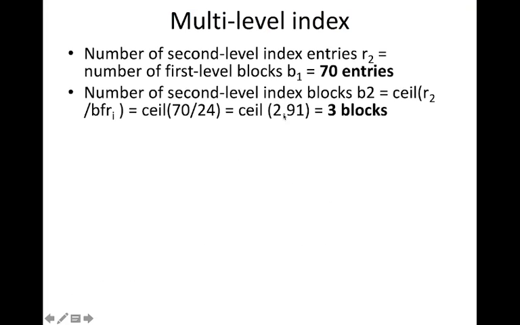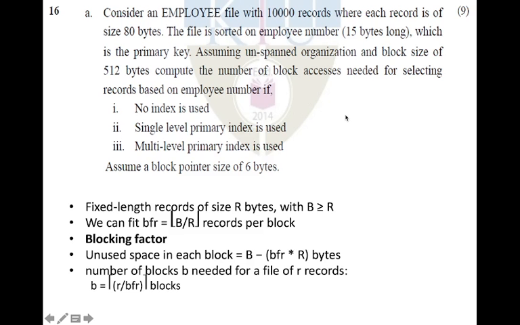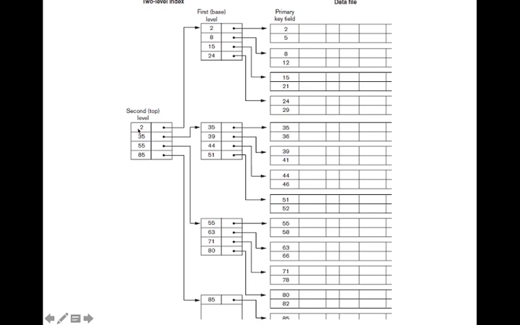70 by 24 is ceil of 2.91. Since it is the ceiling function, we have to use 3 blocks. For secondary indexing, we require 3 blocks. So for this data file we require 1667 blocks, for this one 70 blocks, and for indexing this one at the secondary level, we require 3 blocks. Again, if you want, you can index this one too. We will see that also.